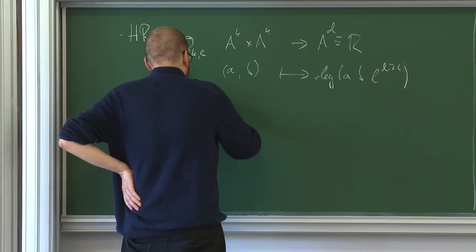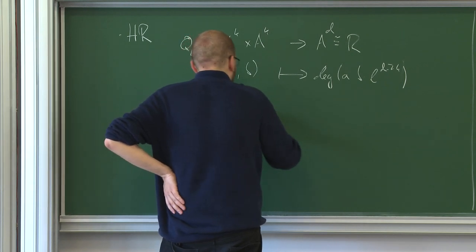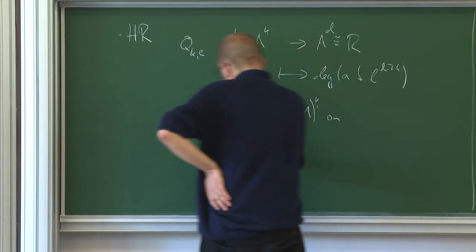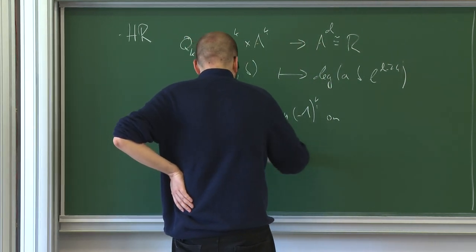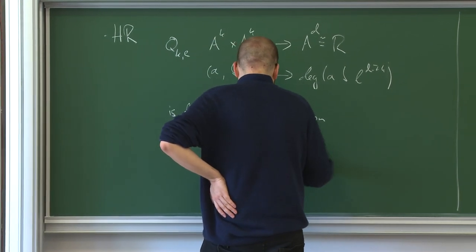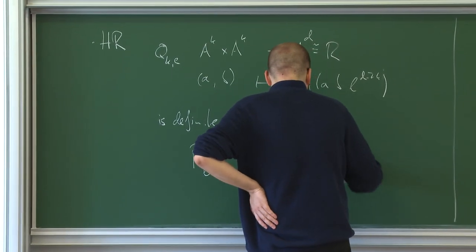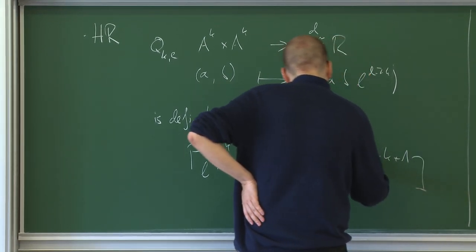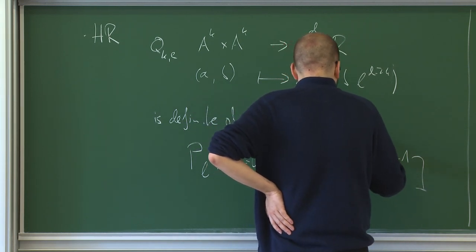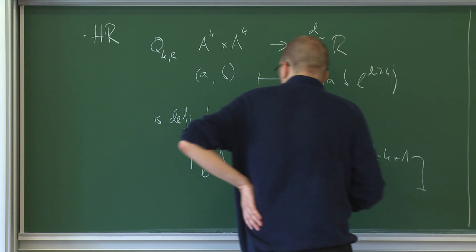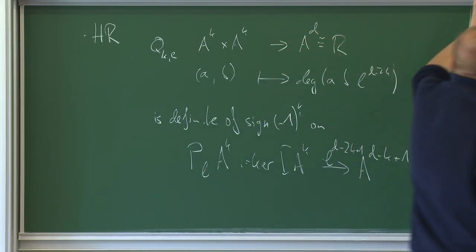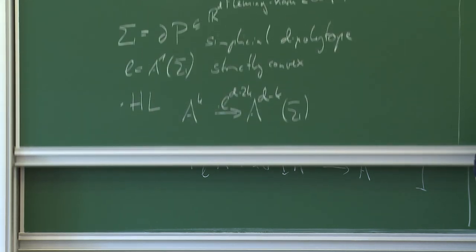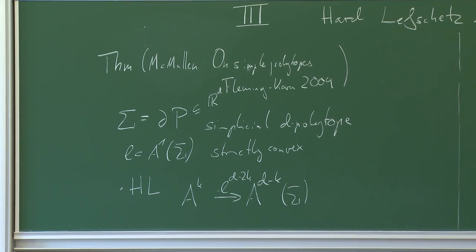Q_{k,L} is definite, of sign (-1)^k, on the primitive part P^k_L of A^k, which is the kernel of the Lefschetz map, times L, induced by the multiplication with L to the d minus 2k plus 1, from A^k to A^{d-k+1}. That is the classical version, and this is what we will prove, or rather I will go over the main steps and the main ideas of the proof today.